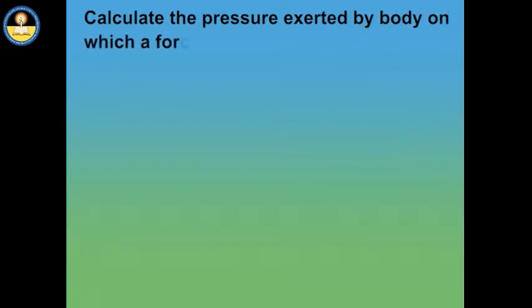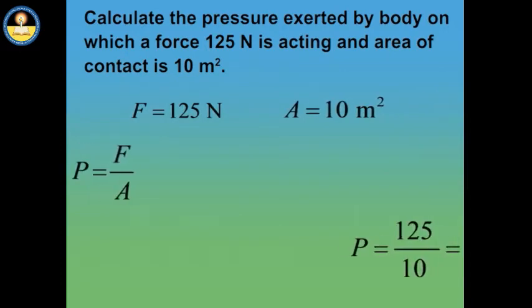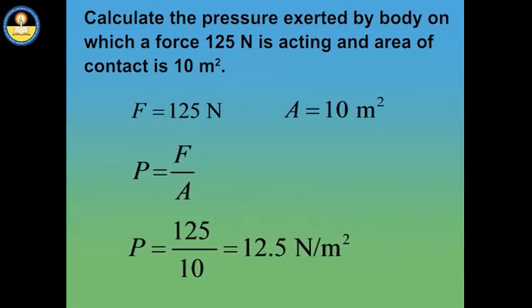Calculate the pressure exerted by a body on which a force of 125 Newton is acting and the area of contact is 10 square meters. Using the expression for the pressure, it comes out to be 12.5 Newton per meter square.